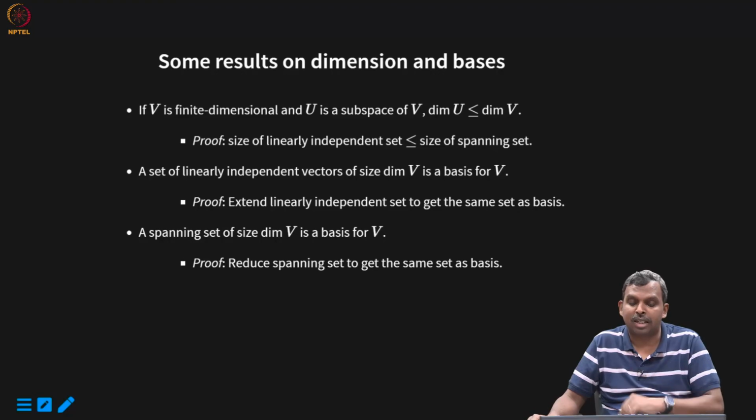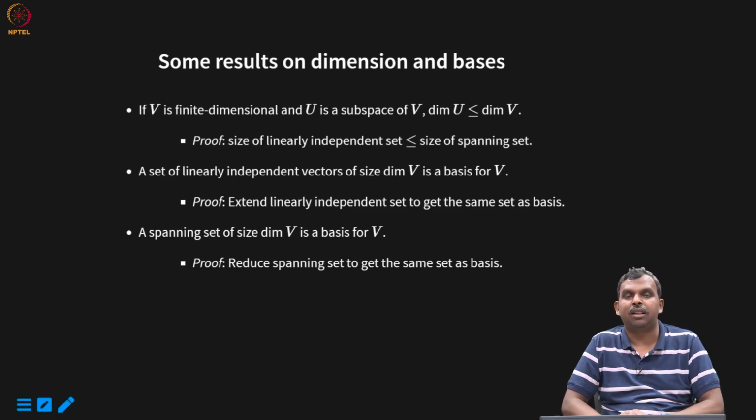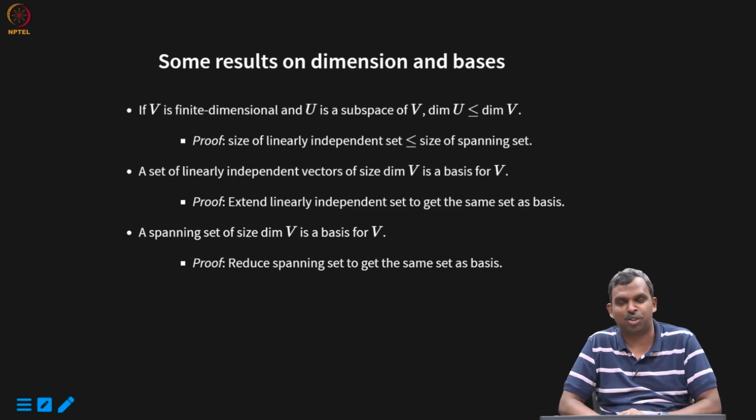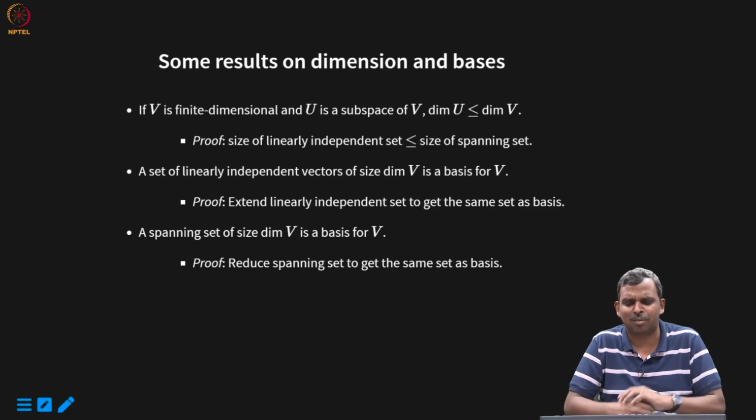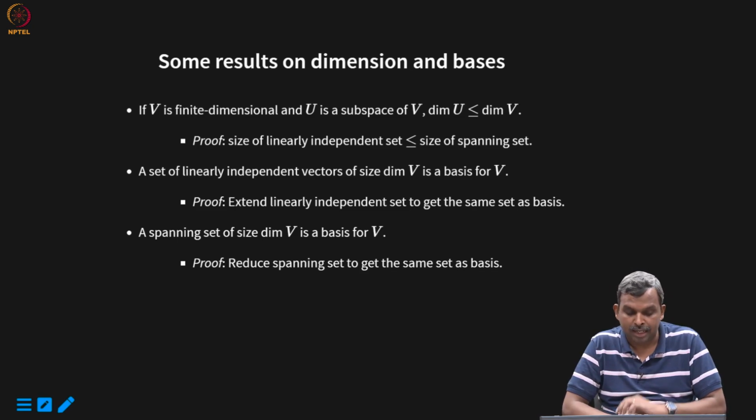Okay, so here are a few results on the dimension. First result is, if U is a subspace of V, dimension of U is less than or equal to dimension of V. Okay, so it's sort of obvious in some sense, but you can prove it using the result that size of a linearly independent set has to be less than or equal to size of a spanning set. Okay. The next thing is, a set of linearly independent vectors of size dimension V is a basis for V.